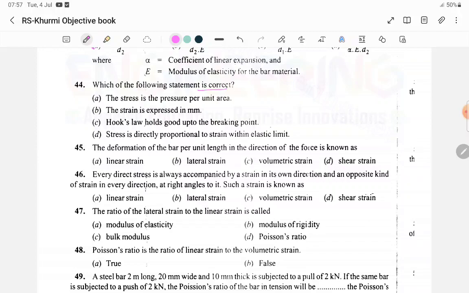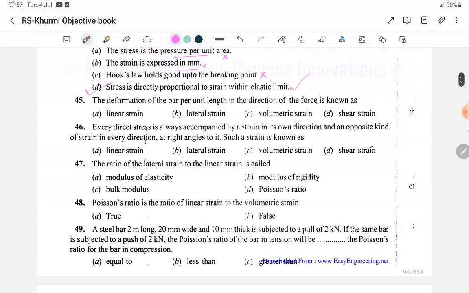The stress is the pressure per unit area. No, pressure, not force, per unit area. Strain is expressed in mm. No, this one is also wrong. Hooke's law holds good up to the breaking point. No, up to the elastic limit. Stress is directly proportional to strain within the elastic limit. So this is the correct one.